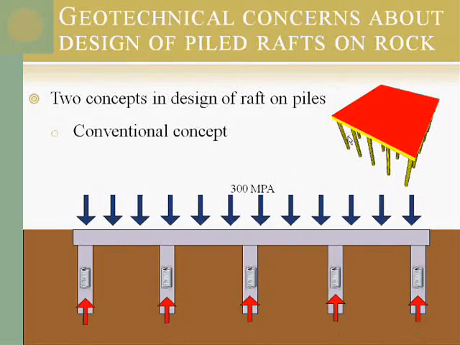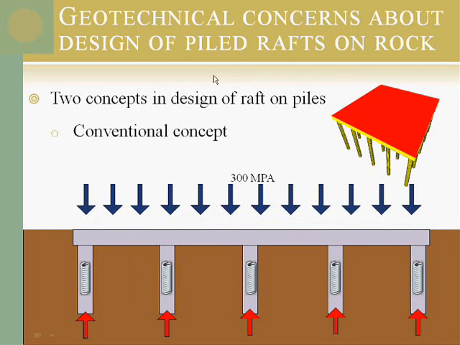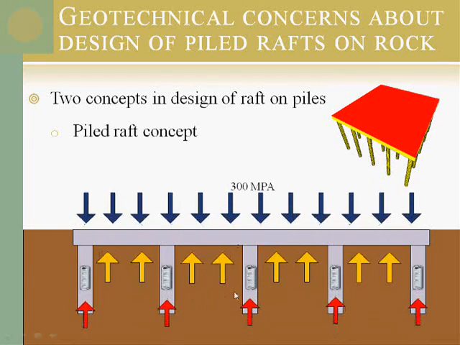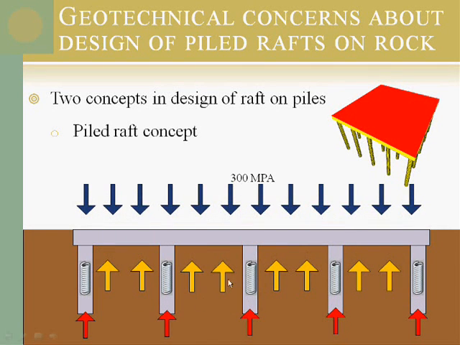Now we have reached the research on the geotechnical concerns about the design of the pile raft on rock. We know that we have two concepts in the design of the raft on piles. The first one is the conventional concept, which assumes that the stresses coming from the raft are distributed to the piles directly, and there is nothing sharing the loads from the surrounding soil or rock. The other type is the piled raft concept. The piled raft considers the spring constant of the pile and the subgrade reaction of the rock.